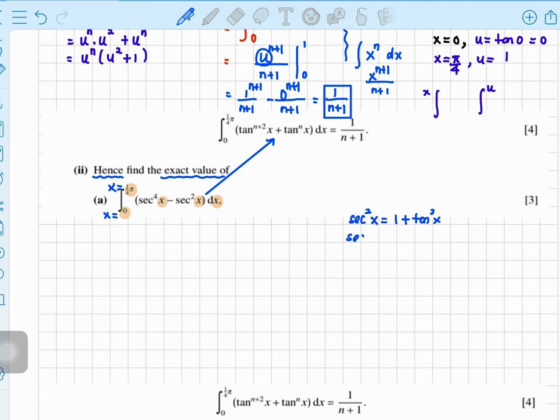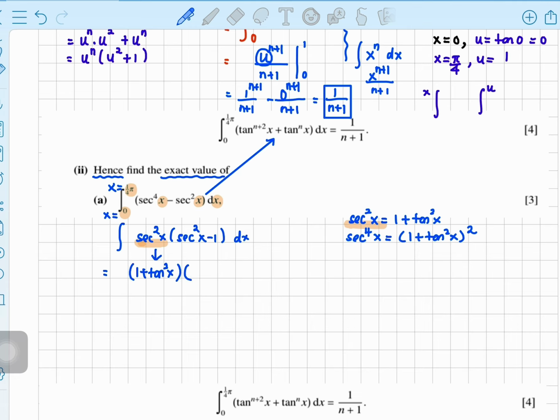So what is secant to the power of 4 x? If you want, you can write it as 1 plus tangent squared x and then square them. Or you can factorize this from the beginning to make your life easier. Secant squared x, let's factorize, minus 1, the dx stays the same, the limits are all the same. What is secant squared x now? See, secant squared x, secant squared x. So you can start substituting 1 plus tangent squared x, done.